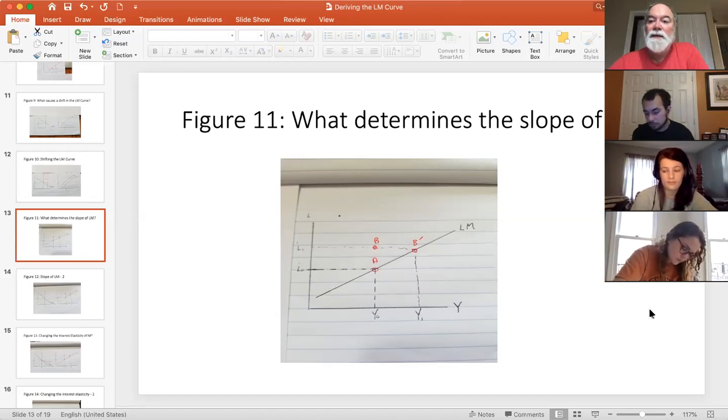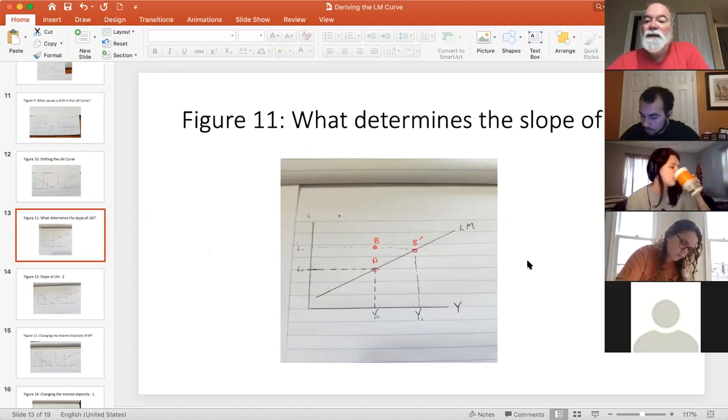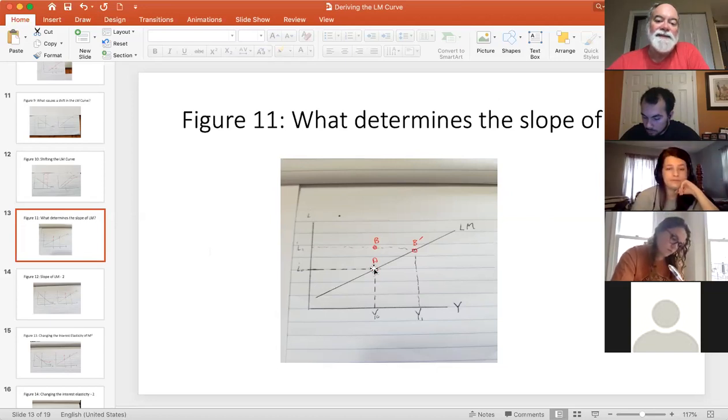Everybody with me? Anybody have a question? Good. One more time. Money supply equals money demand at point A because we're on the LM curve. That's the definition of the LM curve. As we go to B, interest rates go up, which means money demand goes down. Because money demand went down, we can conclude that at B, money demand is less than money supply. Okay?